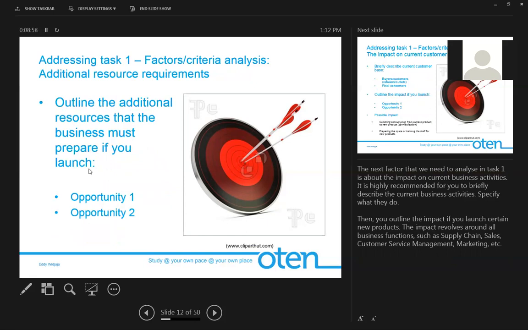Additional resource requirements. This one is about outlining the additional resources. As a business, you must prepare the resources to launch a new product or service. So here you need to detail that. Examples include whether you need some more staff, or whether you need to train your staff, or whether you need some more equipment. There are some examples that we can refer to.